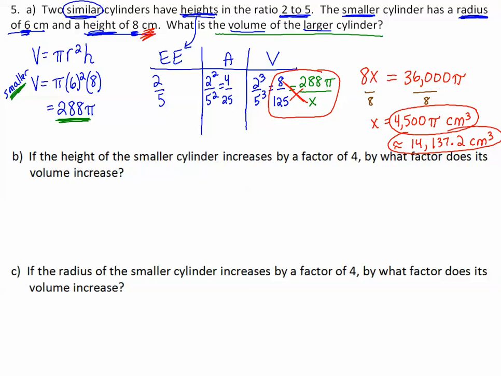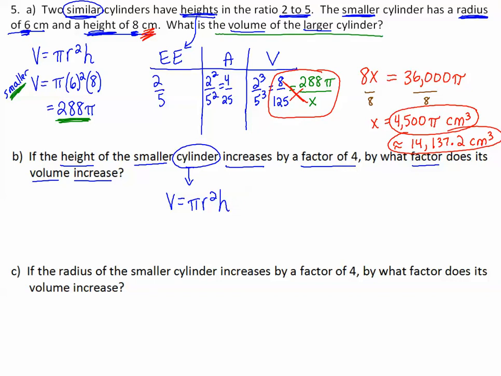Let's look at part B of this question. If the height of the smaller cylinder increases by a factor of 4, by what factor does its volume increase? So let's think about the fact that we're using a cylinder. The formula for the volume of the cylinder, pi r squared h. There we go right there. V equals pi radius squared times height.